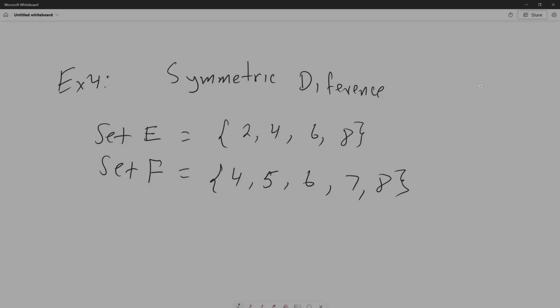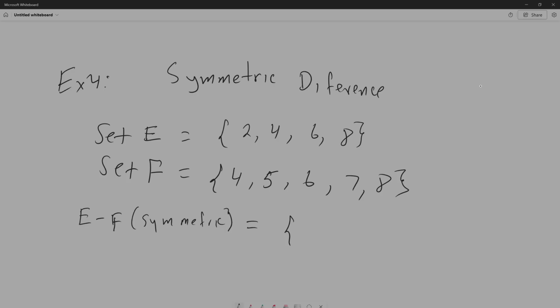So in this, remember, difference was written as E minus F. So symmetric difference is a little different. So we're gonna call it symmetric difference, but we're gonna call it symmetric this time. And that's gonna be equal to the following set. So we're gonna take elements that are not repeating in both lists, and we're gonna put them together.